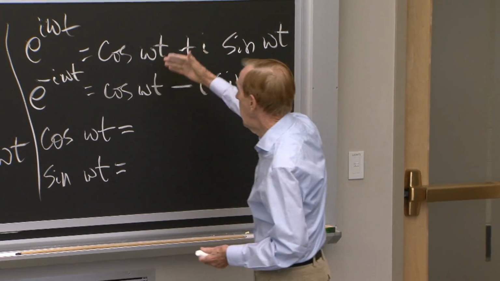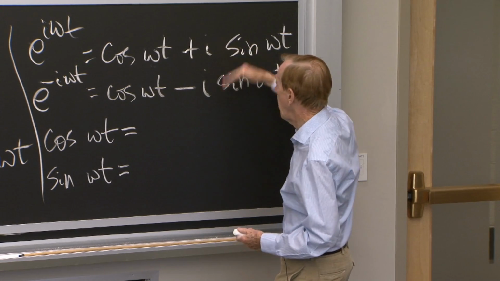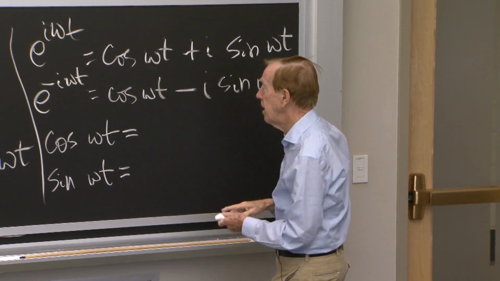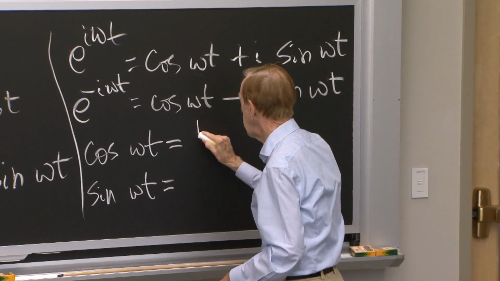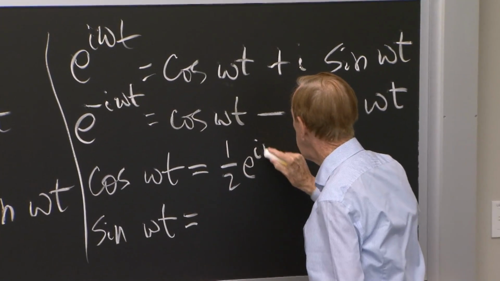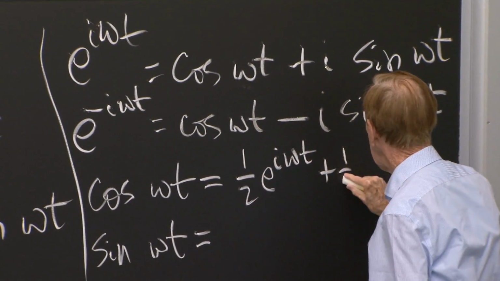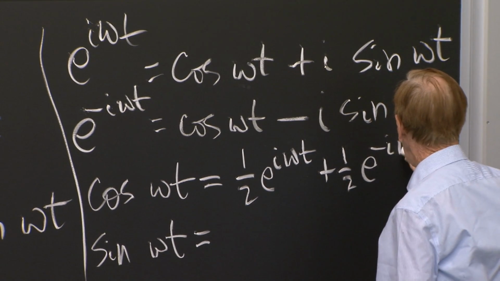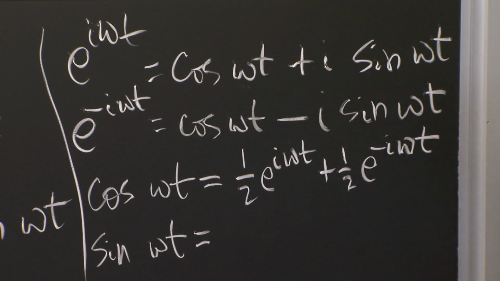Exactly. If I add those two, this part cancels. I've got two of these, so I have to divide by 2. As you say, it's a half of the first plus a half of the second. And how about sine omega t?